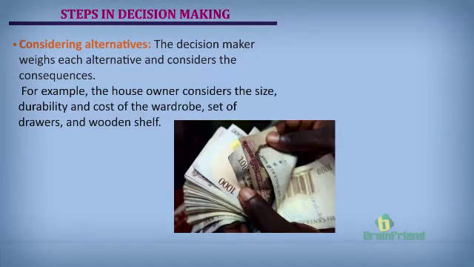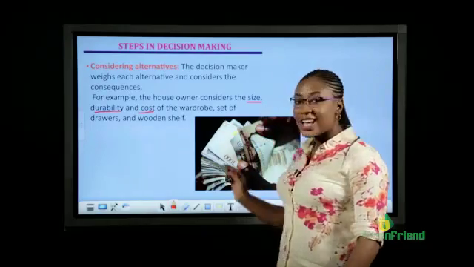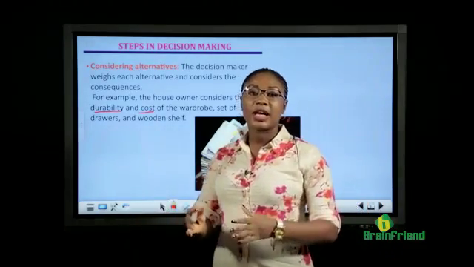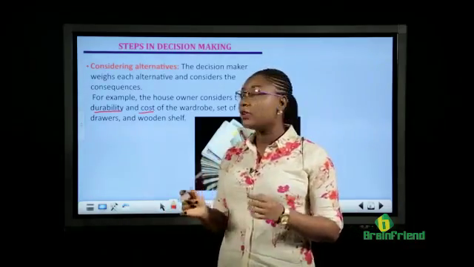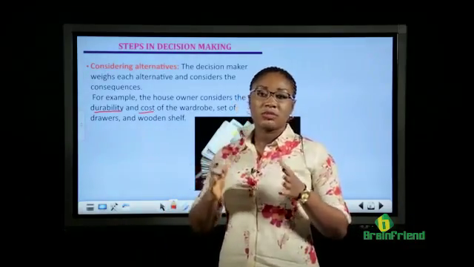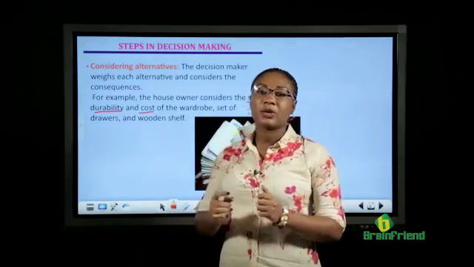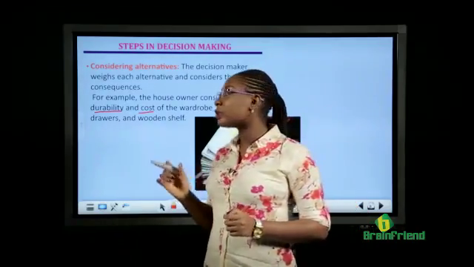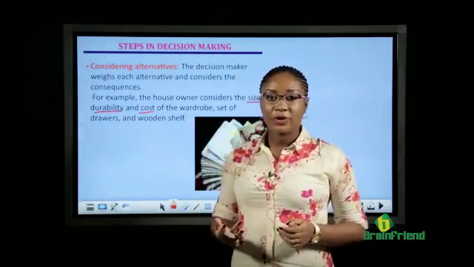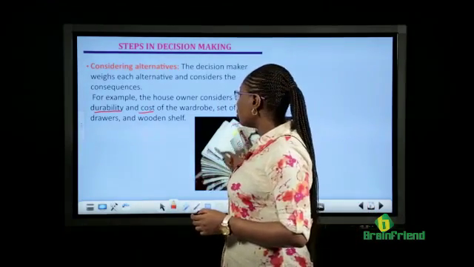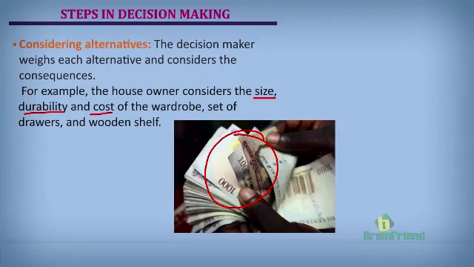The third step is to consider the alternatives. And considering the alternatives, you have to look at the size, you have to consider the durability and the cost. For the size, do you need a large wardrobe? Do you need a large drawer or a large shelf? For durability, would a plastic or a wooden shelf, which one will last better? You need to know the one that would last longer so you can choose from that one. And the cost, how much do you have? You need to consider the amount of money you have. So you will know if you're going for the shelf, the wardrobe or a drawer.